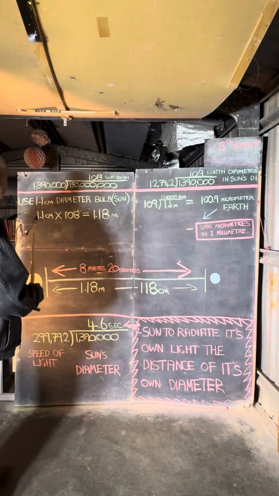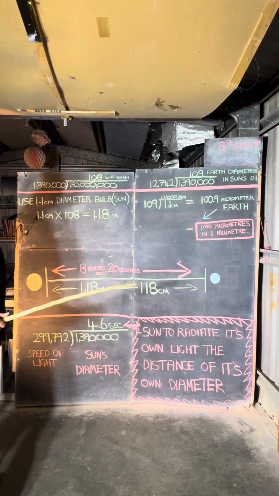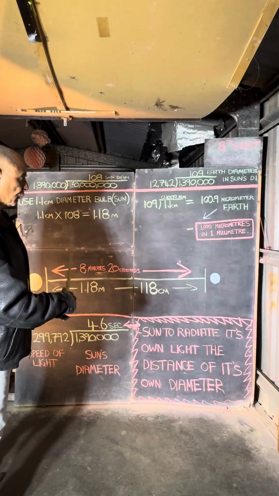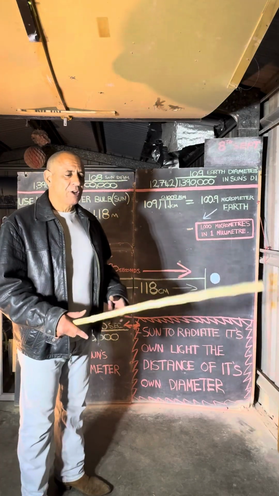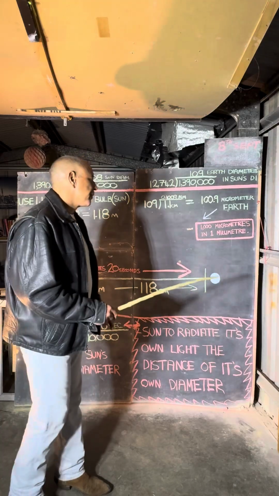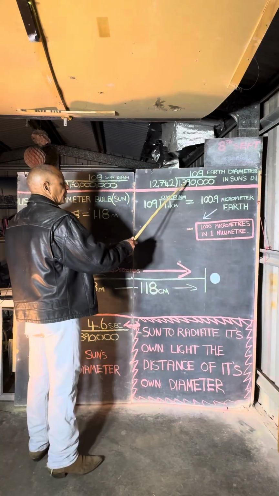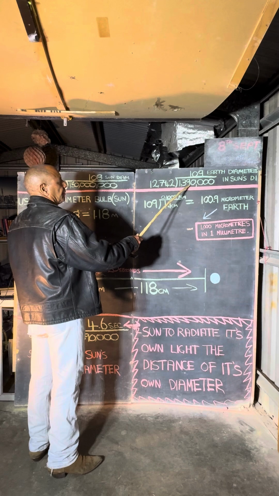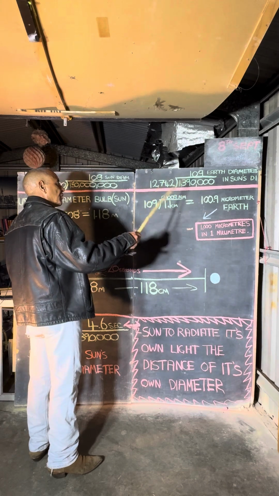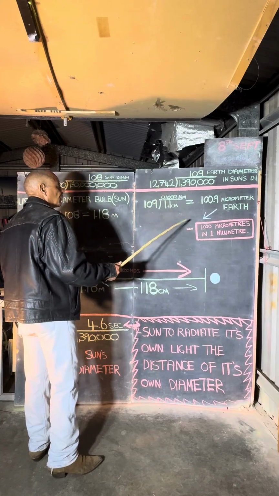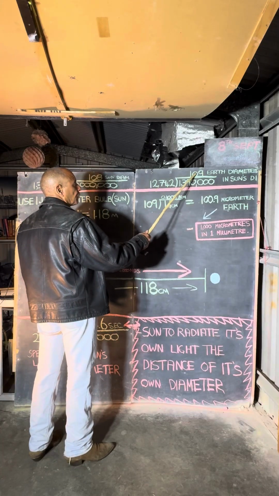On the other side, we want Earth's diameter. If we've got a 1.1 centimeter diameter light bulb as the sun, we want to know what diameter Earth is, just for a point of reference, okay? So, if we divide the sun's diameter by Earth's diameter, 1,390,000 kilometers by 12,742, we get 109.